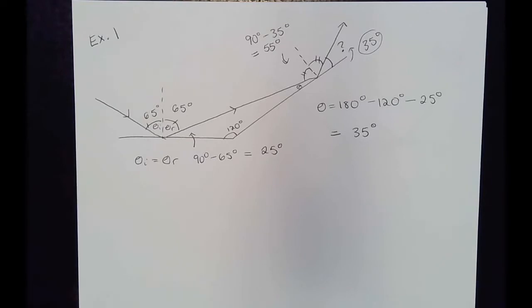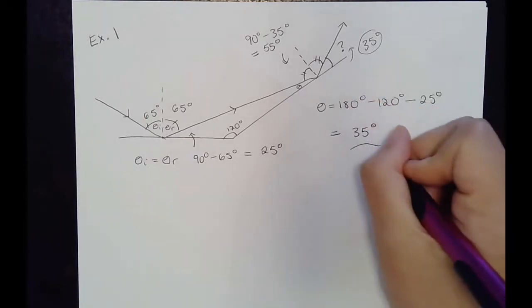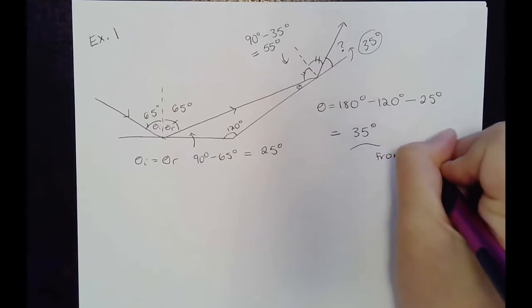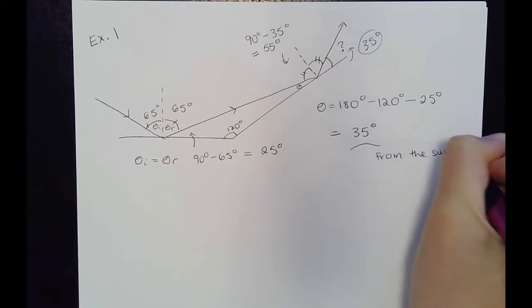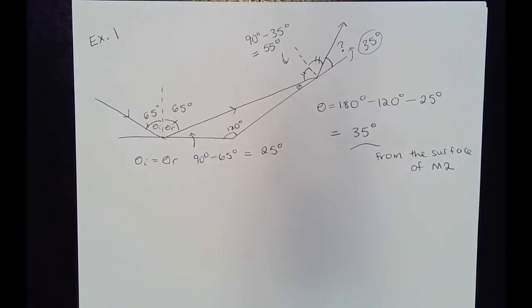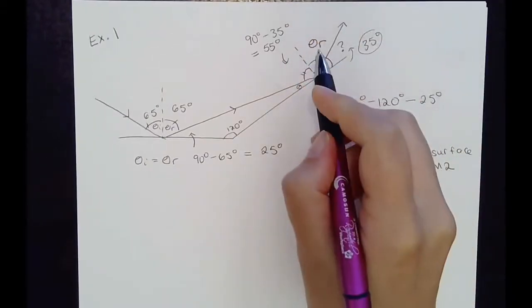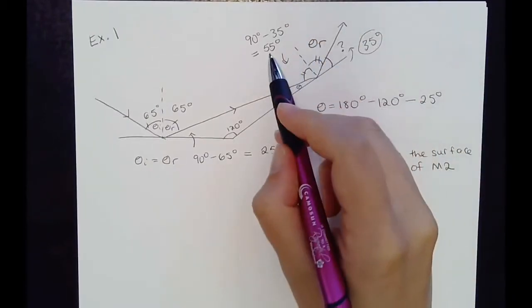So how you answer this, just be specific with the angle. We could say 35 degrees from the surface of M2. Or if you're just going to give the angle of reflection, then it's this angle here. So you could say with an angle of reflection of 55 degrees.